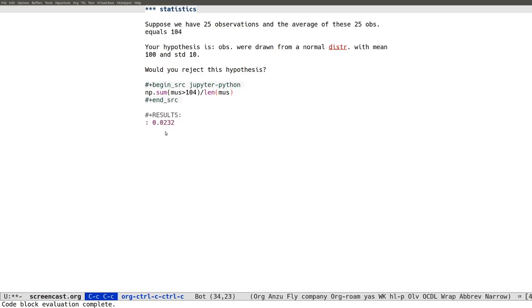So then the question is, would you accept the null hypothesis that these 25 observations which had a mean of 104 were drawn from a normal distribution with mean 100 and standard deviation equal to 10?